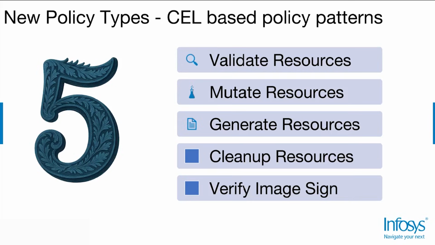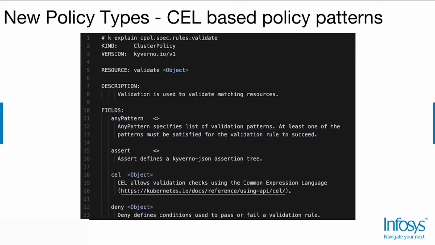If you look at the screenshots, I'm doing a kubectl explain to inspect the cluster policy, cpol as cluster policy, the validate subgroup, right? I'm inspecting cpol.spec.rules.validate. And now you can see that those are all available patterns under the cluster policy validate subgroup to achieve one single use case.